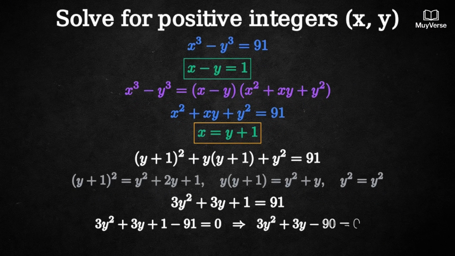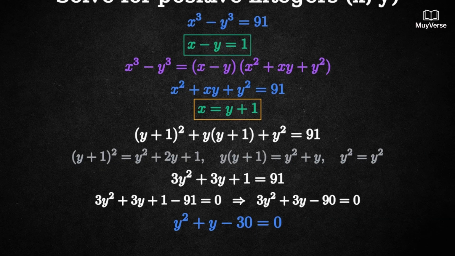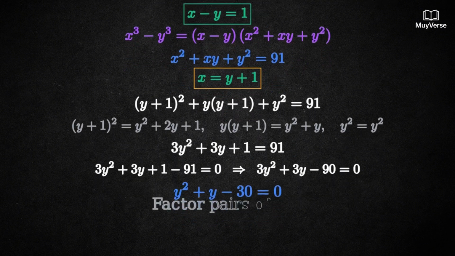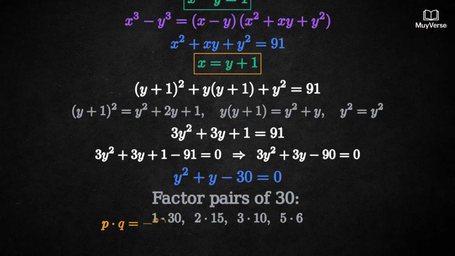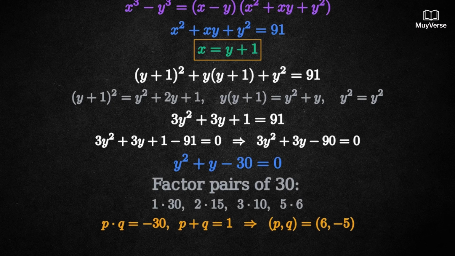Subtract 91 from both sides. 3y squared plus 3y minus 90 equals 0. Divide everything by 3. y squared plus y minus 30 equals 0. Factor the quadratic without using the quadratic formula. We need two integers whose product is negative 30 and whose sum is 1. Consider factor pairs of 30: 1 and 30, 2 and 15, 3 and 10, 5 and 6. To get a sum of positive 1 with product negative, we choose plus 6 and minus 5.